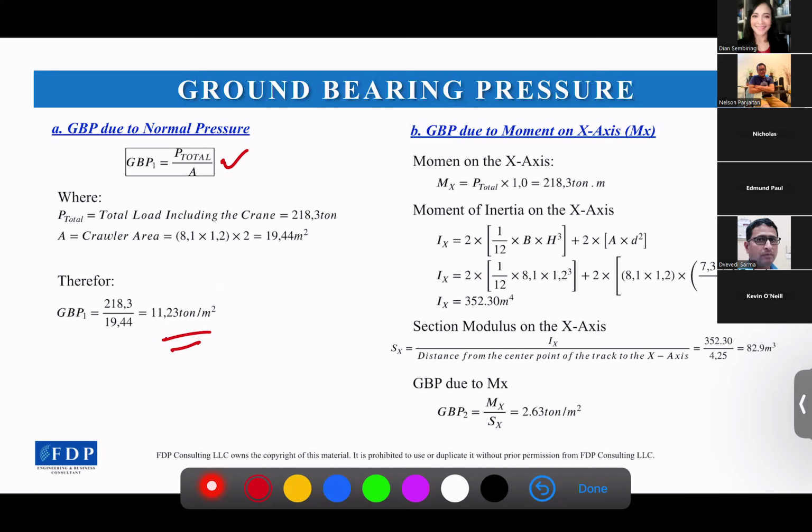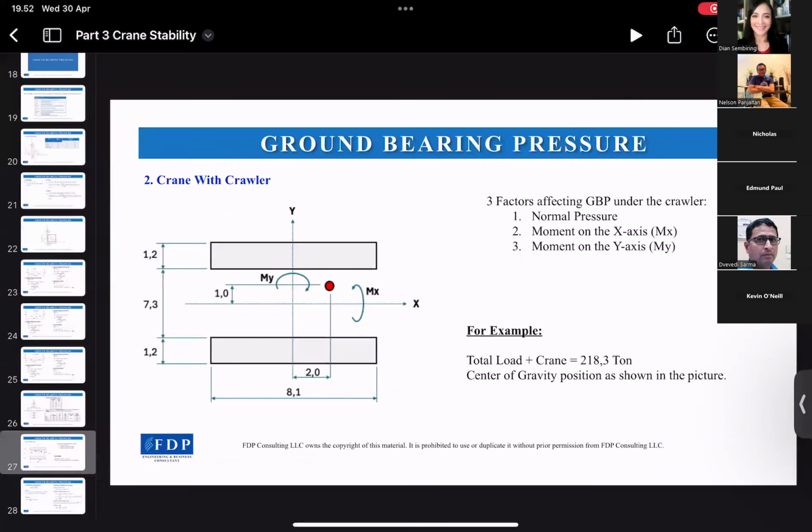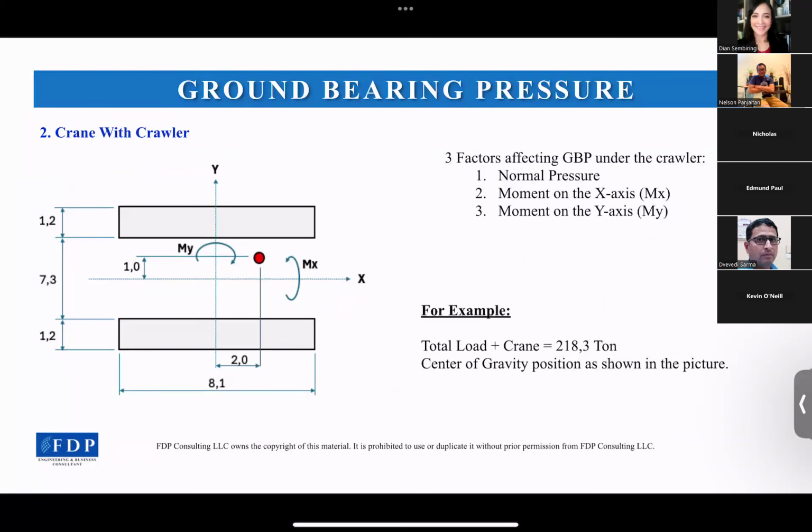And the next one is ground bearing pressure due to the moment on the x-axis. As we know, the formula to calculate moment force is load times the offset measured from the origin axis. So if we want to calculate moment x, then we use the offset in y here.